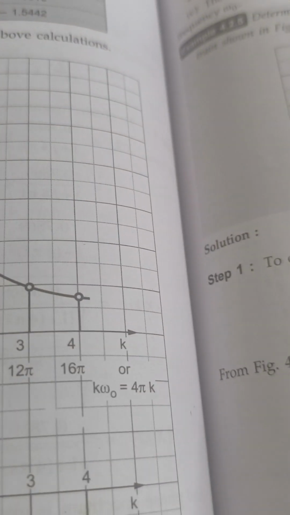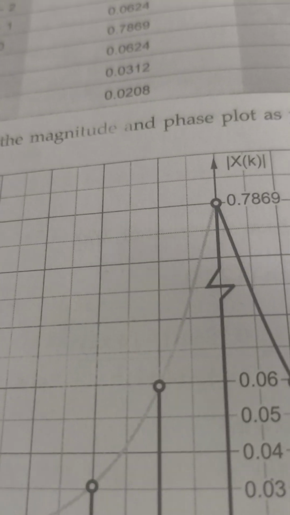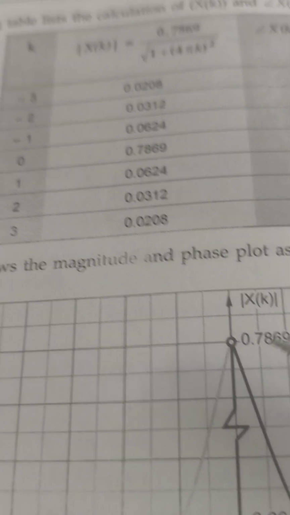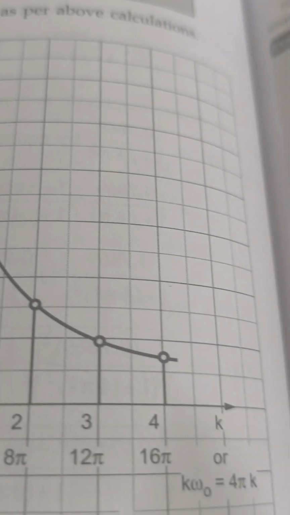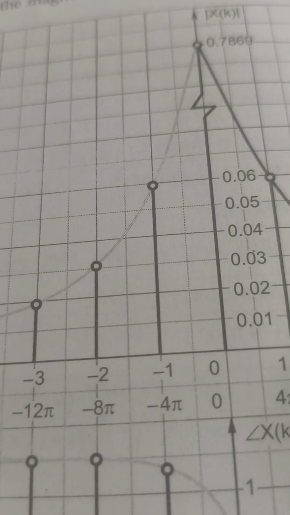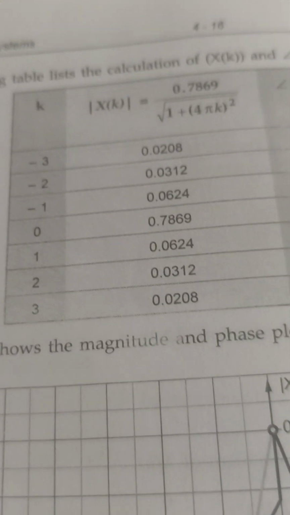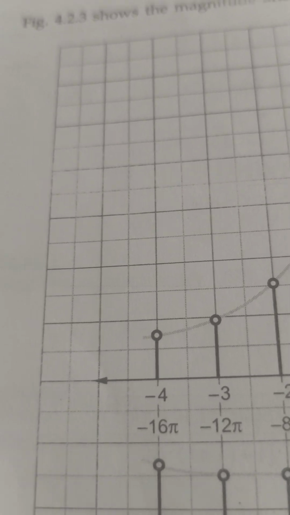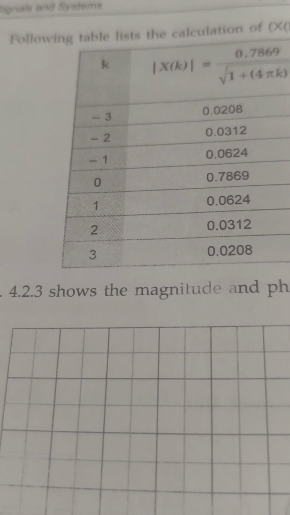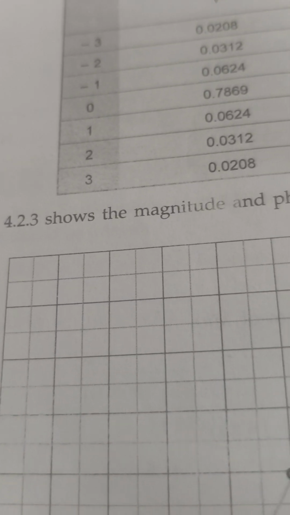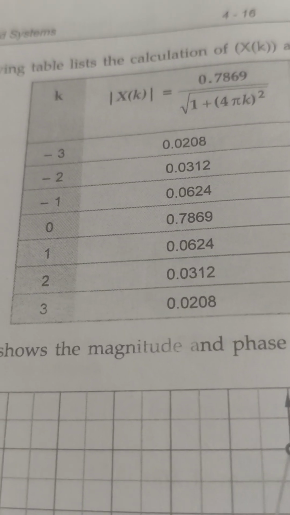In the graph, the x-axis represents k, and the y-axis represents the magnitude of X[k], with respect to k. Here we'll take 0, 1, 2, 3, 4 as values of k, and also minus 1, minus 2, minus 3, minus 4. Then for minus 3, how much is the value?